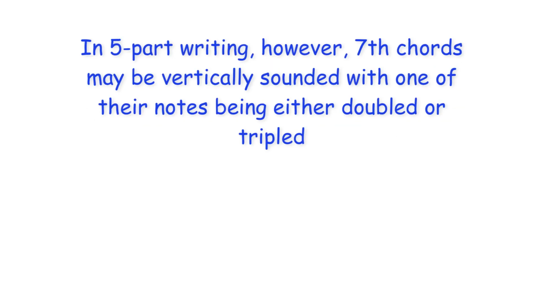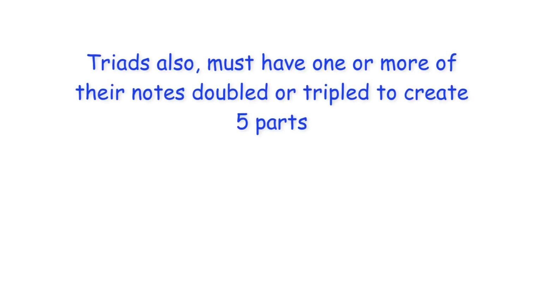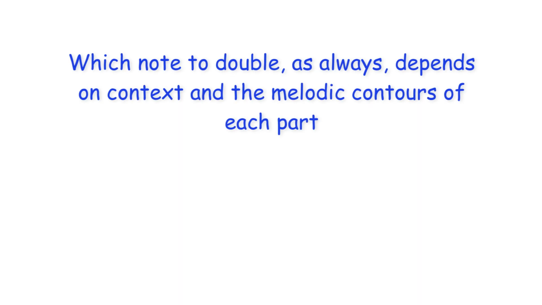In 5-part writing, however, 7th chords may be vertically sounded, with one of their notes being either doubled or tripled. Triads also must have one or more of their notes doubled or tripled to create 5 parts. Which note to double, as always, depends on context and the melodic contours of each part.